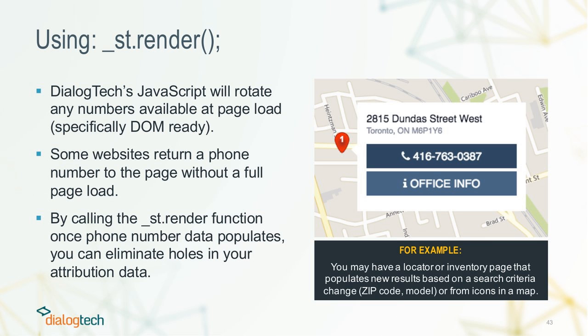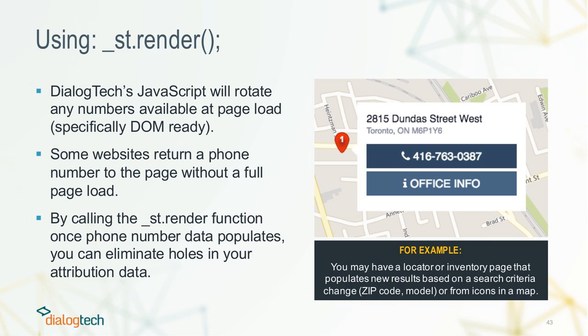But there are phone numbers that pop up on a website after page load. Often it's icons on a map, right? You've got a Google Maps plugin. They're able to access your different locations. Here we see a location within Toronto. They click that map icon and a phone number pops up. But that phone number wasn't there on page load. We may not have rotated it with our initial JavaScript fire.